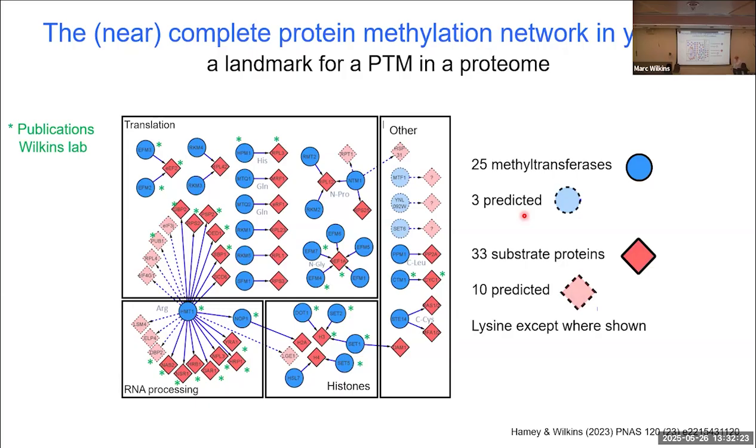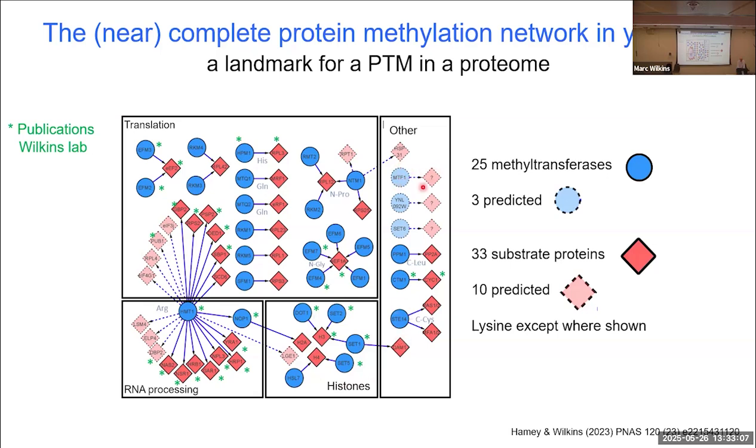So we've got this near complete protein methylation network in yeast, so landmark for a modification in a proteome. You'll see that the things in blue are the methyltransferases, the things that are red are the proteins they act on. You'll see that there's a lot of one-to-one mapping, and when you've got this one-to-one mapping, in almost all cases, it's one site, one amino acid. Exquisite specificity. You'll see that the proteins are, and this is an emergent property, there's a lot of proteins in translation that are methylated. A lot of proteins in RNA processing that are arginine methylated. The histones are lysine methylated. And then you've got a few others here.